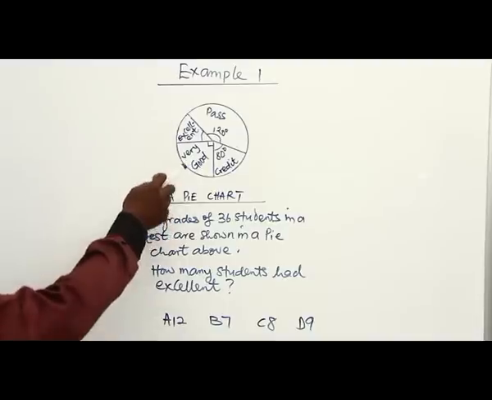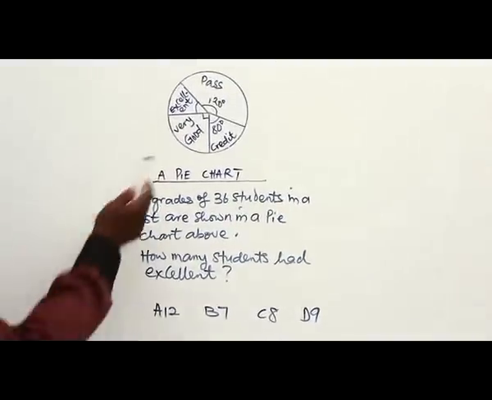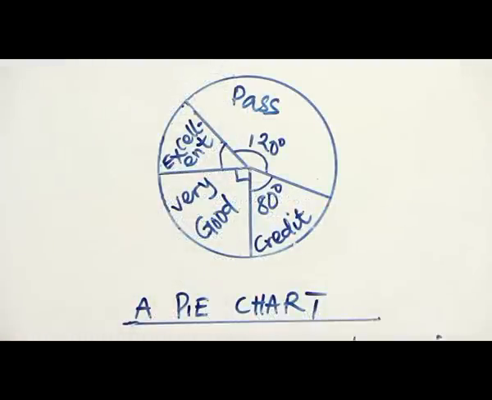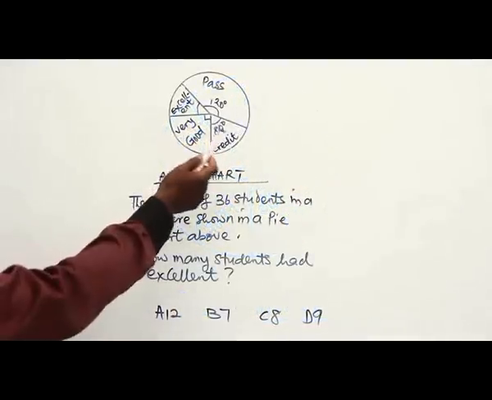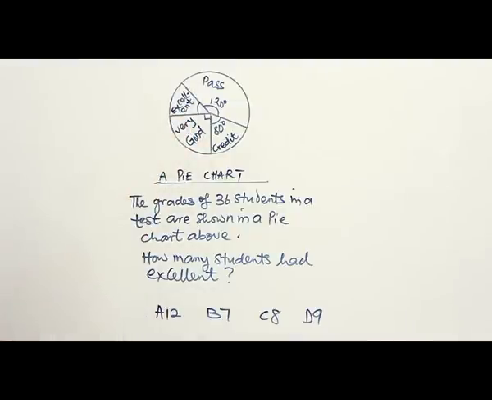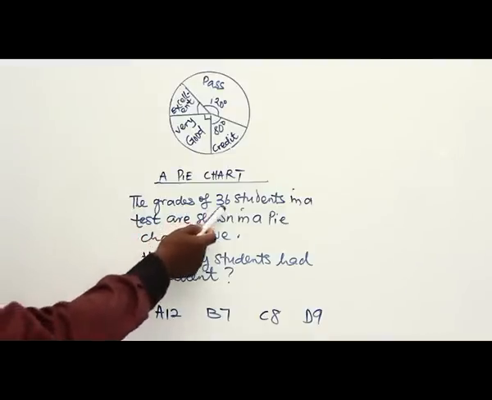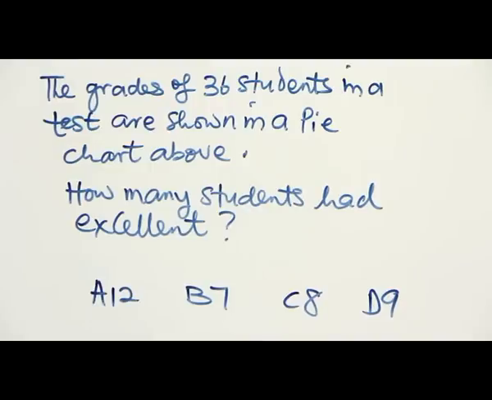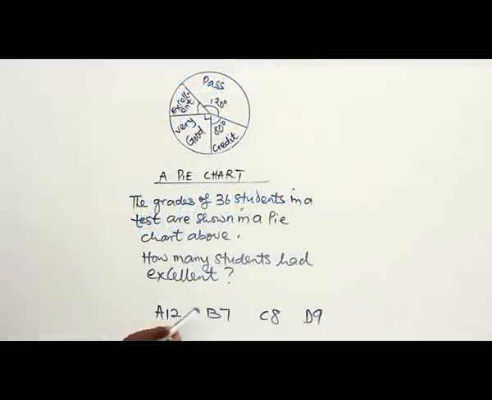Example 1. We have a pie chart here represented. These are the various sectorial angles. Here the students who had pass have 120 degrees, credit 80 degrees, very good the angle is not given, excellent the angle is not given. Now the question proper. The grades of 36 students in a test are shown in the pie chart above. How many students had excellent? A 12, B 7, C 8, D 9.